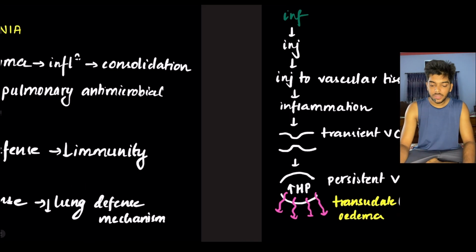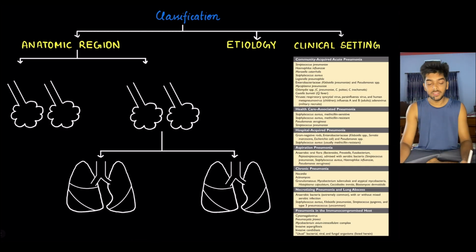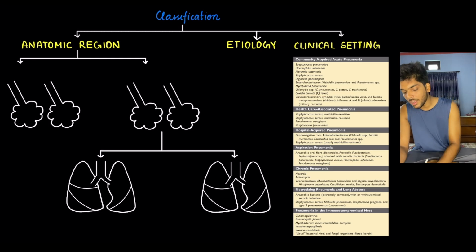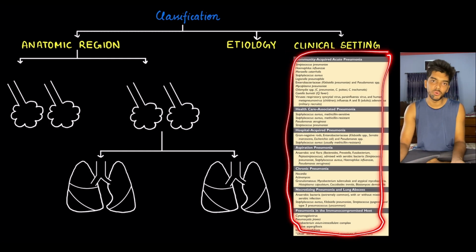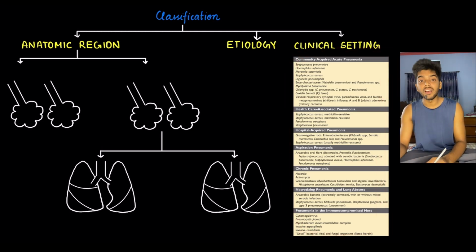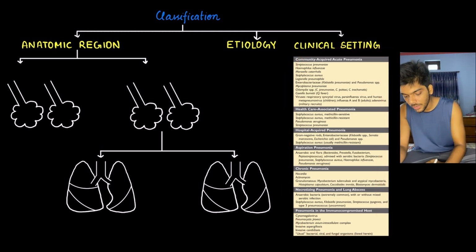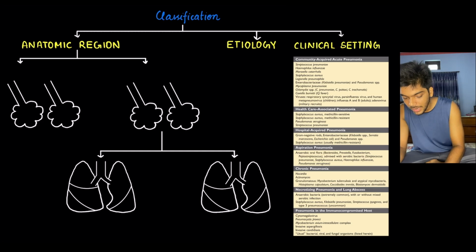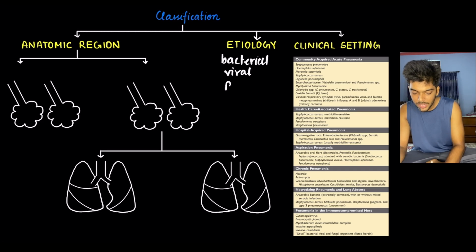Okay. Now the more important part of the lecture, and that is classification, the types of pneumonia. First, on the basis of clinical setting. So here's a huge table given in Robbins. Do as you please with it. Second, on the basis of causative agent or etiology. At the end of the day, pneumonia is infection caused by a microorganism. Now, if this microorganism is bacteria, the pneumonia is bacterial. If it is virus, the pneumonia is viral. If it is parasite, the pneumonia is parasitic. And if it is fungi, then the pneumonia is fungal.